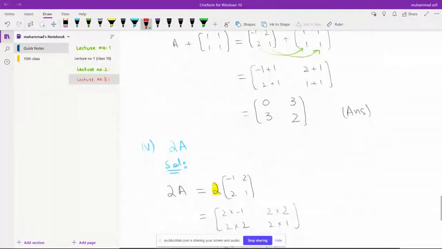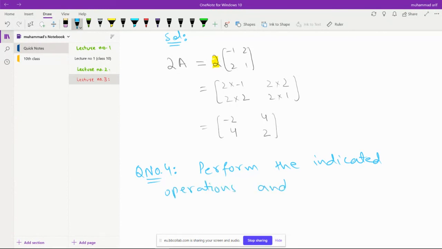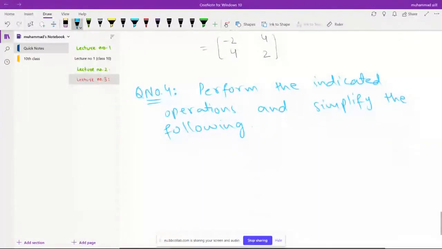Okay. We come across question number 4. Question number 4 is: perform the indicated operations and simplify the following. The first part is [1 0; 0 1] plus [2 0; 3 0] plus [1 1; 1 0].